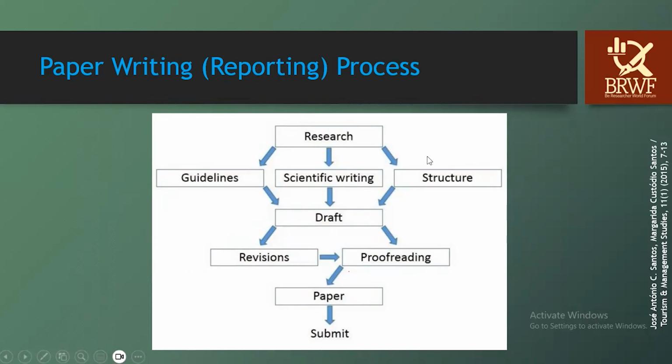So after doing research, what do you have to do? You have to write it following the guideline. There will be a structure. After writing the first draft, you revise it and give it to a senior researcher, maybe your supervisor or collaborator, for proofreading. After the proofreading, you revise it again. When the paper is ready, you submit it.